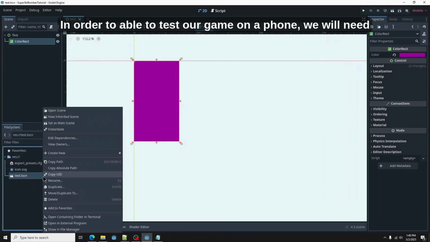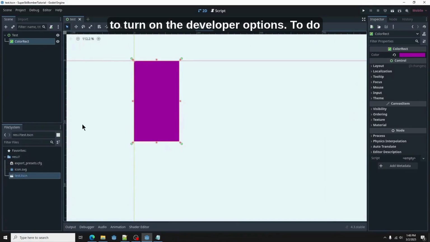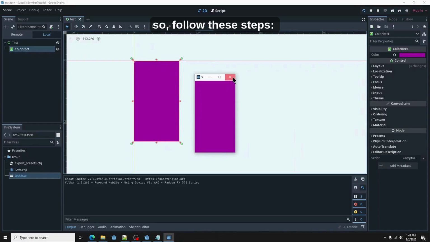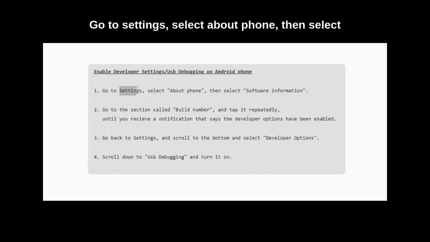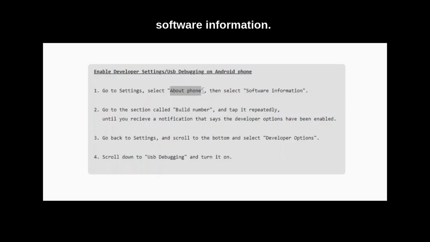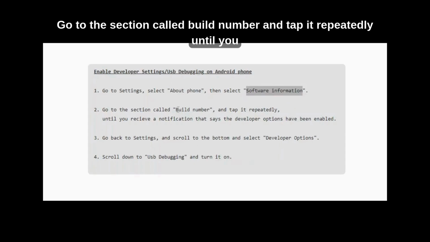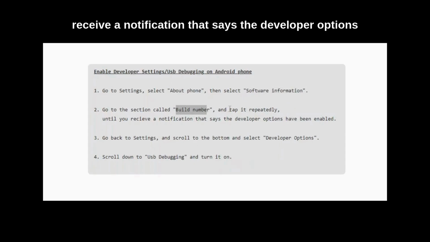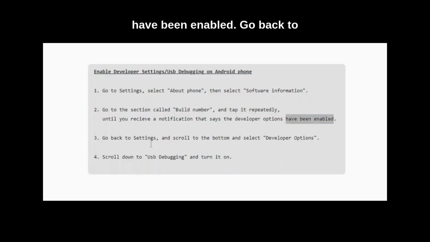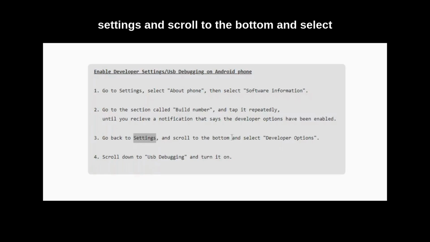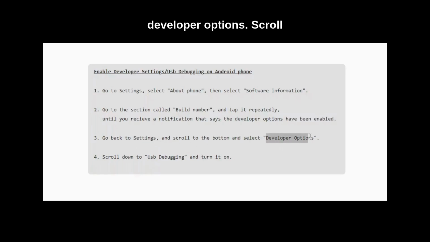In order to be able to test our game on a phone, we will need to turn on the developer options. To do so, follow these steps. Go to Settings, select About Phone, then select Software Information. Go to the section called Build Number and tap it repeatedly until you receive a notification that says the developer options have been enabled. Go back to Settings and scroll to the bottom and select Developer Options. Scroll down to USB debugging and turn it on.